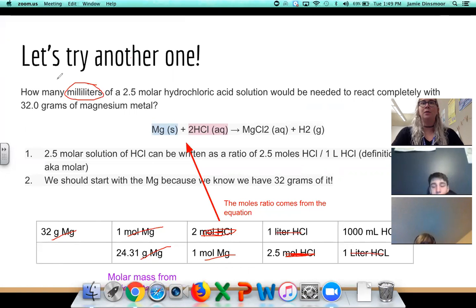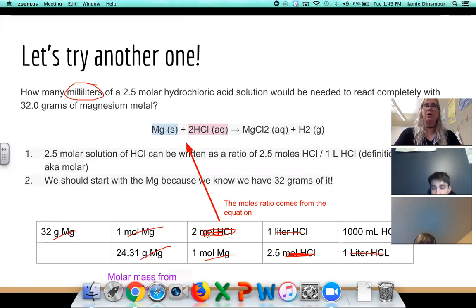Well, is that what we want? Yeah. How many milliliters of a 2.5 molar hydrochloric acid solution? Okay, well, this is going to tell us that if we do all the math. So do the math with me because I want you to make sure that you can do it. Once you get your calculator open, because it takes me forever to do that, do 32 divided by 24.31 times 2 divided by 2.5 times 1,000. Should give you the answer here.